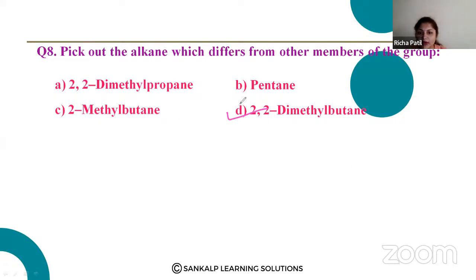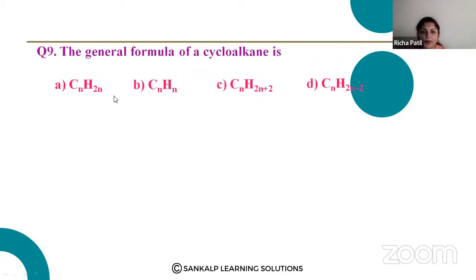So when you write the structures for all, for the D option, you can see that the number of carbon atoms is 6. There will be 2 substituted dimethyl groups. So it will have 6 carbon atoms, while the others, A, B, and C, will have 5 carbon atoms. So this is the reason why it differs from other members of the group.